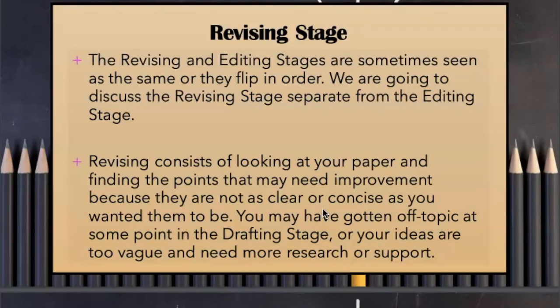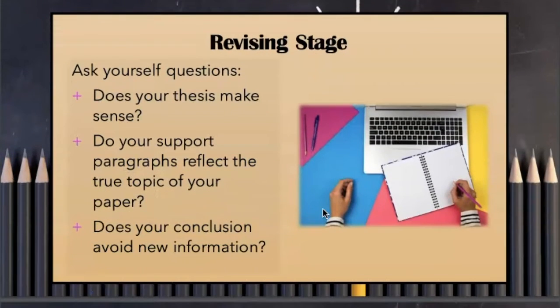Basically, you're going to look at your paper and find what needs improvement. So if this is on your computer, highlight, add comments. There's so many tools that you can use on either Microsoft Word or Google Docs to kind of jot down notes of where you want to change or improve your paper.